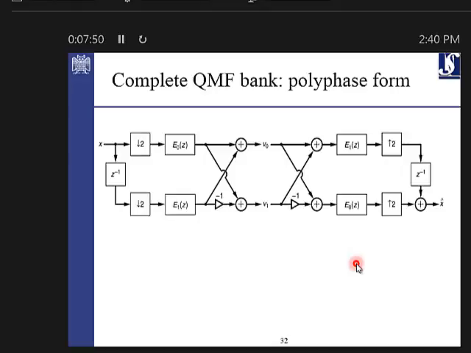Yes? The z to the power minus 1 is considered as a delay, right? Yeah, delay. E1 of z is delayed with respect to E0 of z, right? So that's what this z to the power minus 1 is. This branch is actually having one sample delay with respect to the first one. Yeah, okay.